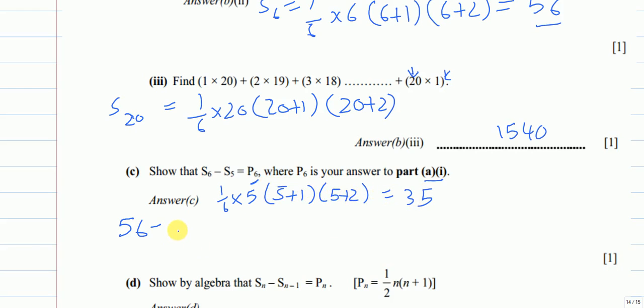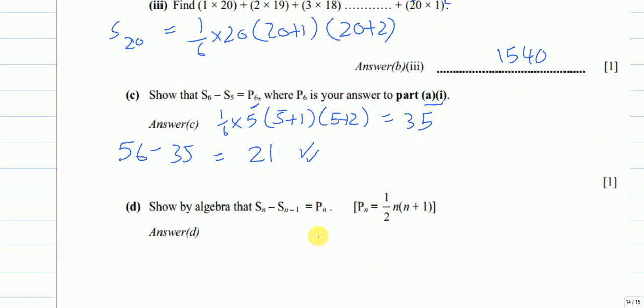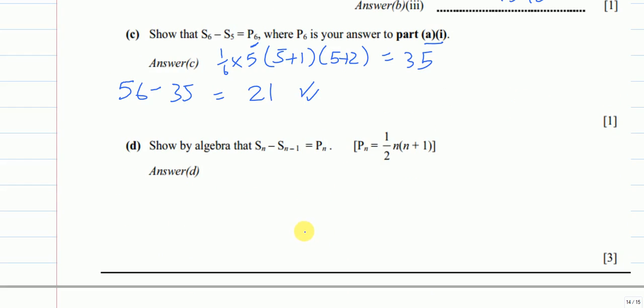So S5 is 35. This will be equal to 21, and yes, it is my part A1, which was 21. Now I have this final part: show by algebra. So we have to use algebra. There is no other way to solve this question, that Sn minus Sn minus 1 is equal to Pn, where this is the Pn.